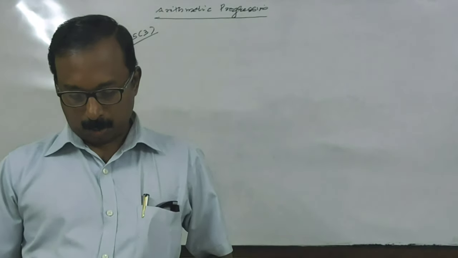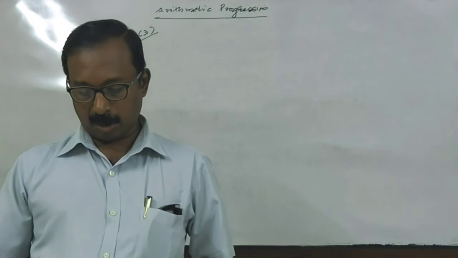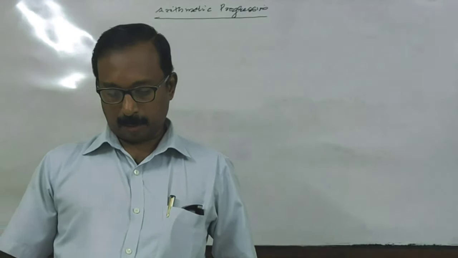Next, the 12th question: find the sum of the first 40 positive integers divisible by 6.